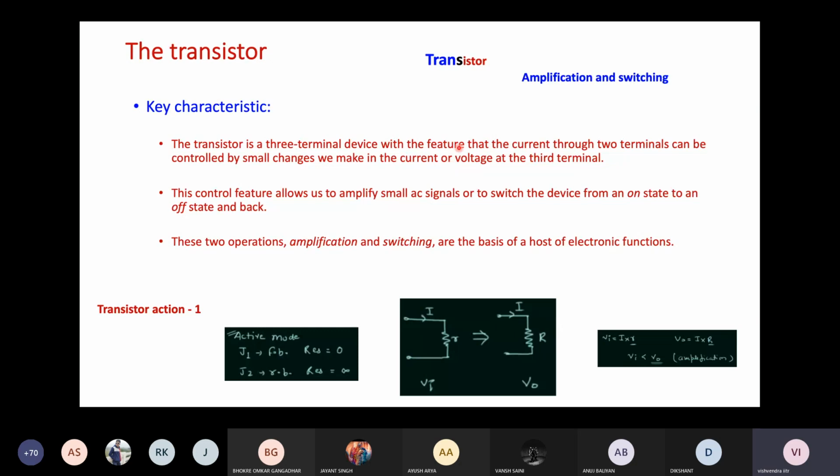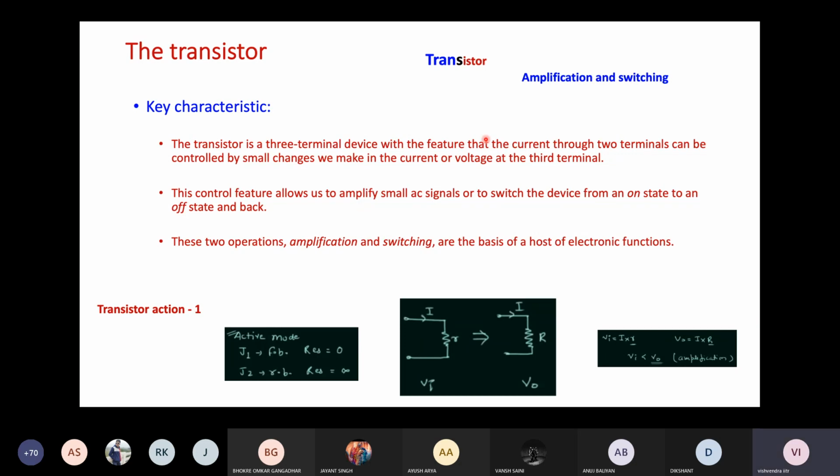Okay, and moreover, apart from amplification, as one of you has already pointed out, if we do not apply any current or voltage on the third terminal, the current between the two other terminals will also be zero, which means that the transistor will be switched off. And if we apply a proper amount of voltage or current on the third terminal, there will be a finite current in the transistor between the two other terminals. So that way switching is also achieved.